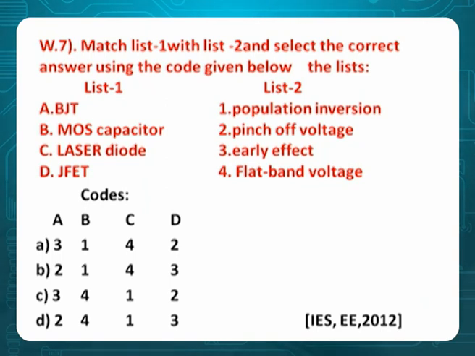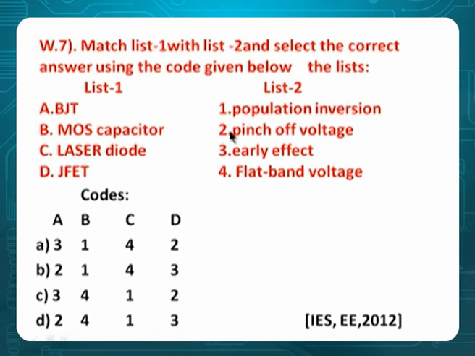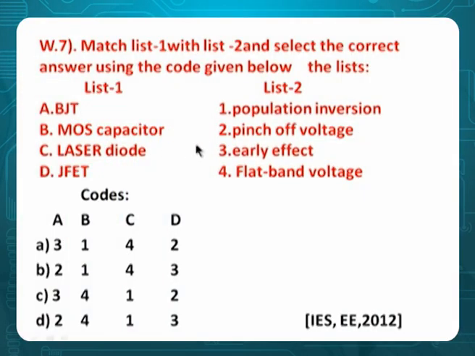Problem number 7. Match list 1 with list 2 and select the correct answer using the code given below. BJT, MOS capacitor, laser diode, JFET; population inversion, pinch off voltage, early effect, flat band voltage. Whatever you know confidently, try with that. First, we are very confident BJT is linked to early effect. So A is 3. That means option can be A or C. Second, you are very confident JFET is pinch off. So D is 2. We can't finalize yet, so we need to take the options B and C.